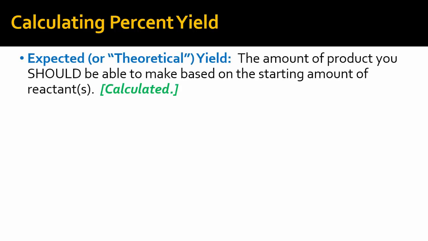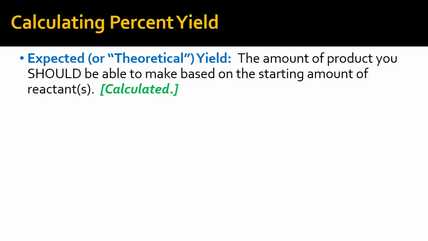So, two quantities that we compare in order to do this, and then we'll talk about how we calculate percent yield. The first quantity is known as the expected or theoretical yield. This is the amount of product that you should be able to make based on the starting amount of reactant that you use. So if I put in this amount of each reactant, I should be able to make this amount of product. This is a calculated amount, and we use stoichiometry to do this.